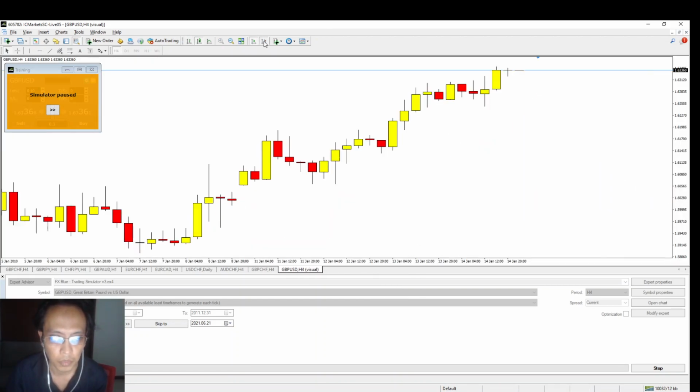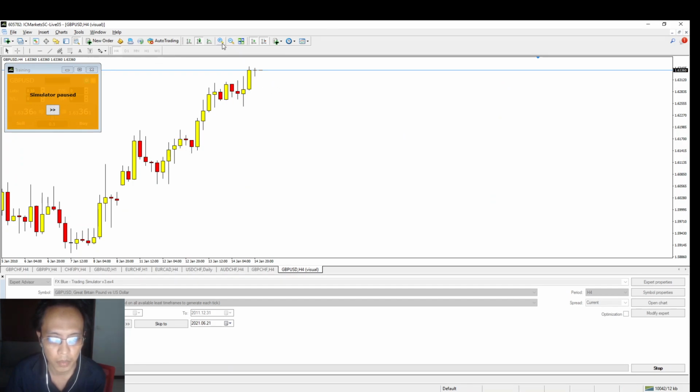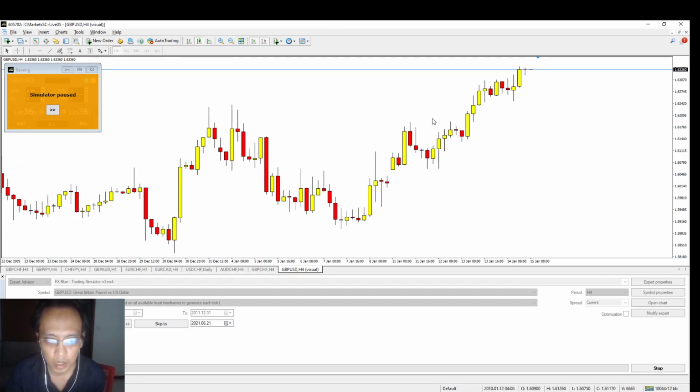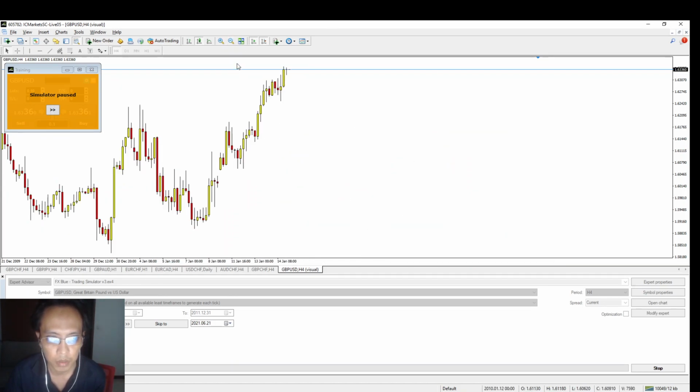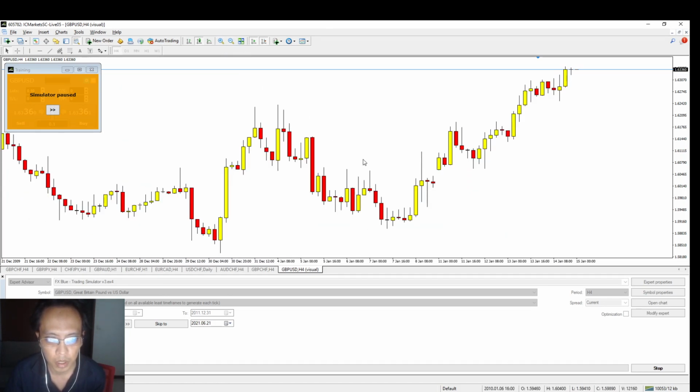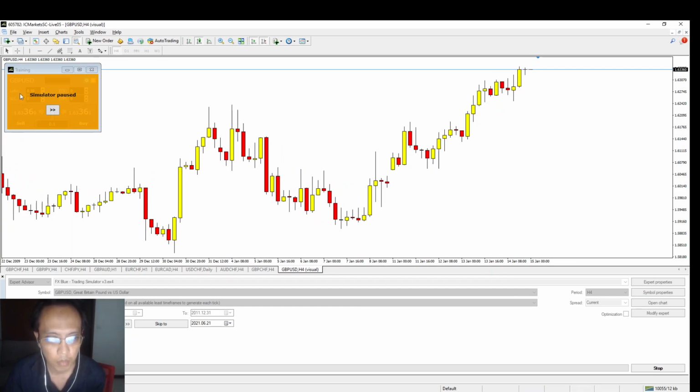So we see that this is the H4, and this is the simulator. In this case, this is the 2010 price for pound USD. We see that price is in an uptrend, very clear right now. Why is price in an uptrend? Because we can see there's no lower low. Price is rejecting demand and pushing higher. You can see this push.